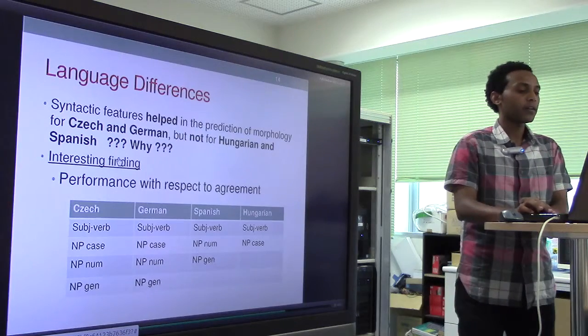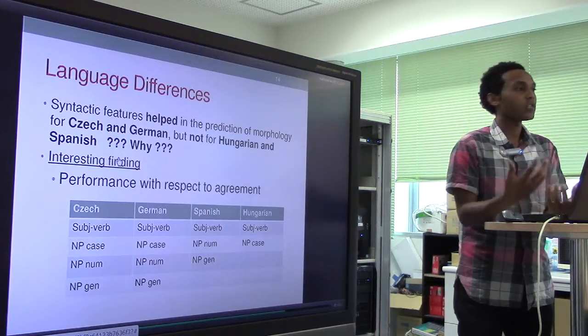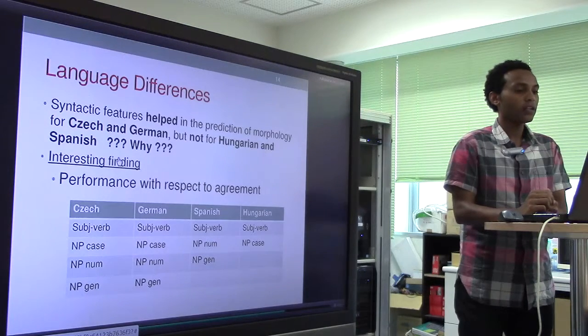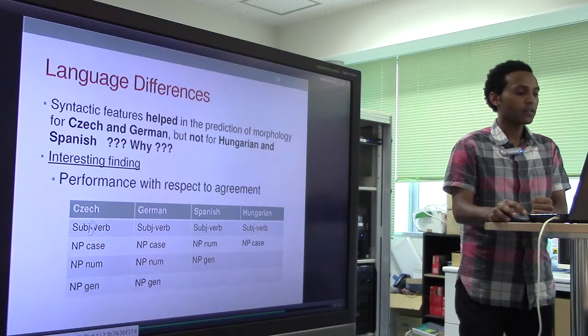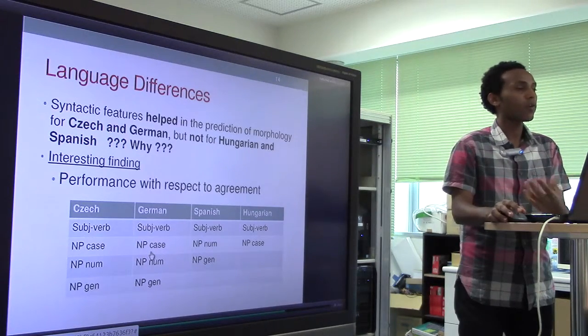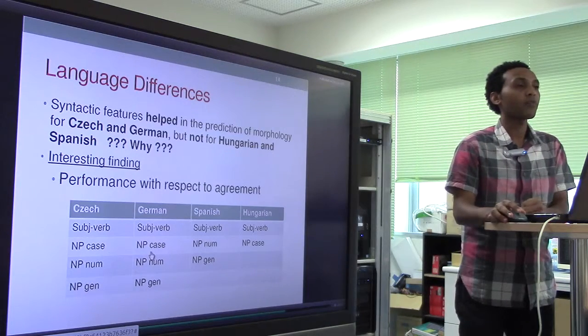So why was there improvement in some languages and the other languages didn't improve that much in the morphological prediction? Syntactic features helped in predicting morphology of Czech and German, but not in Hungarian and Spanish. The interesting finding from this experiment was considering agreement. Those languages which show a lot of agreement in different constructions of the language, that knowledge was used in order to enhance the performance of the tagger.